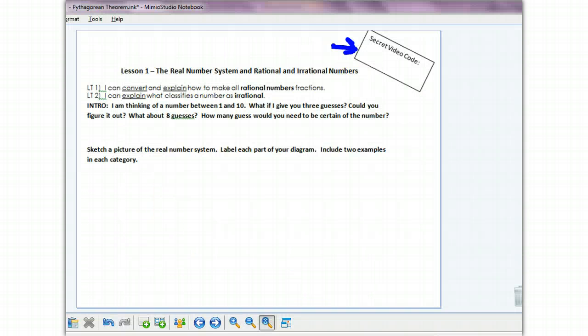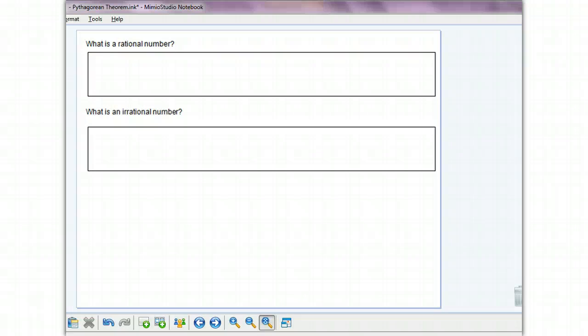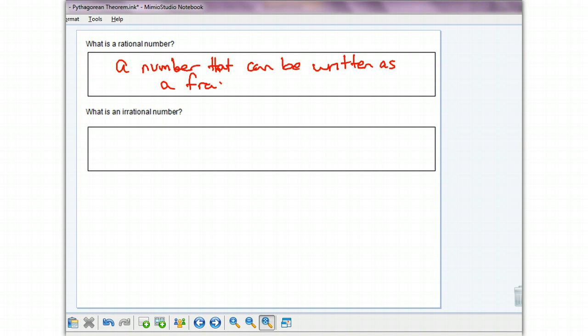So if you have the picture drawn here, a rational number is a number that can be written as a fraction, or a ratio of two integers. So a fraction of a over b, where a and b are integers. So any number that you can write as a fraction is a rational number. An irrational number is pretty much the opposite of that, a number that can't be written as a fraction.